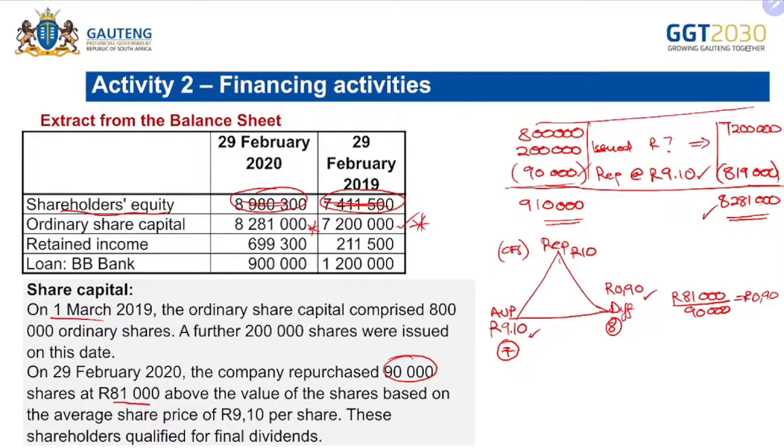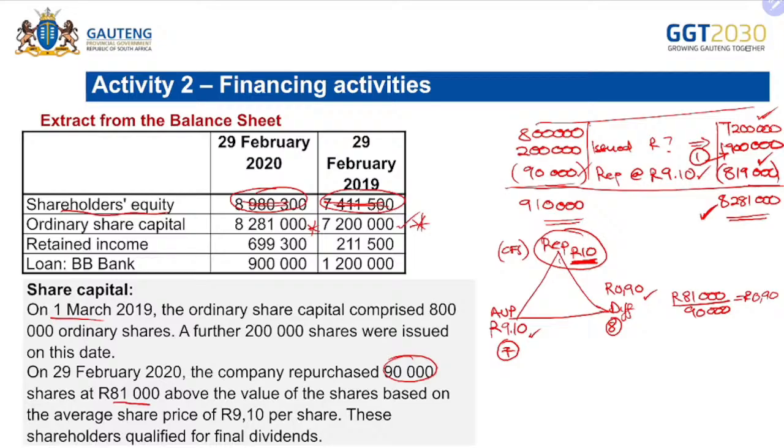I'll repeat again. 8,281,000 plus 819,000 minus 7.2 million. And it should then give you 1,900,000. This is what we got when we issued shares. So from here, I have two amounts that I need. Number 1, how much did I receive from the issue of shares? 1.9 million. Number 2, how much did I pay on the repurchase of shares, which is 10 Rand per share?